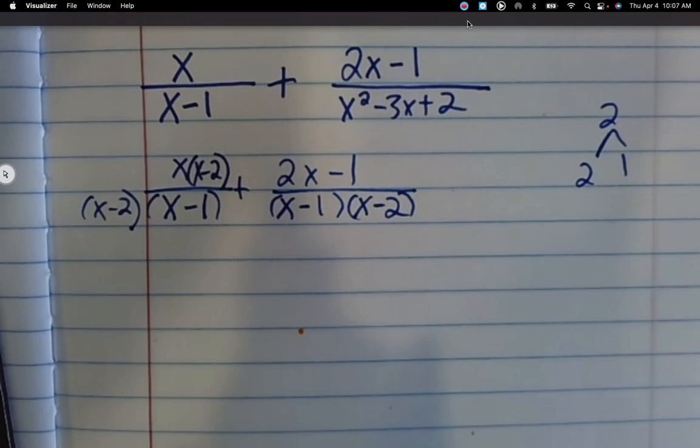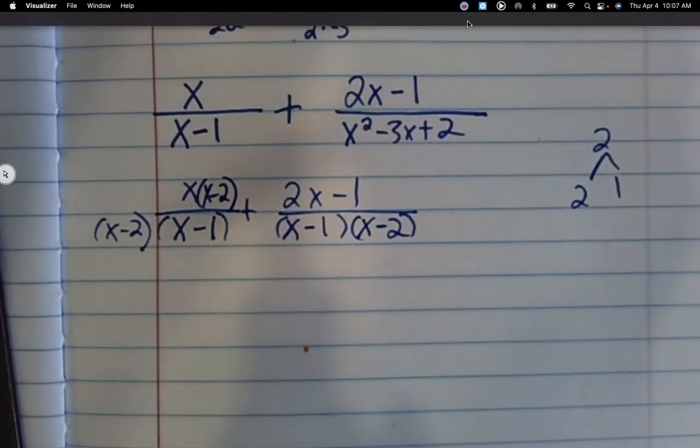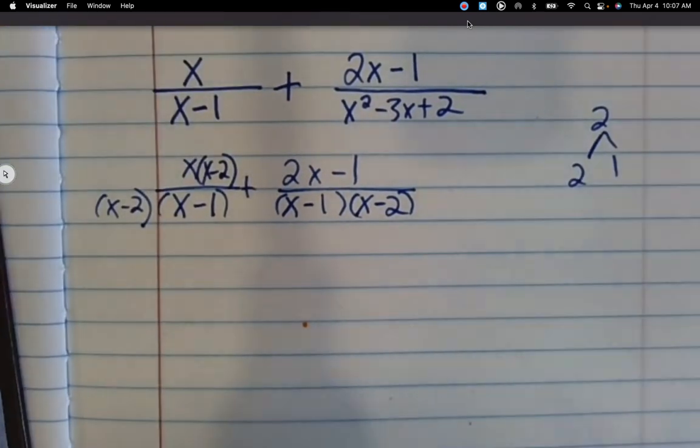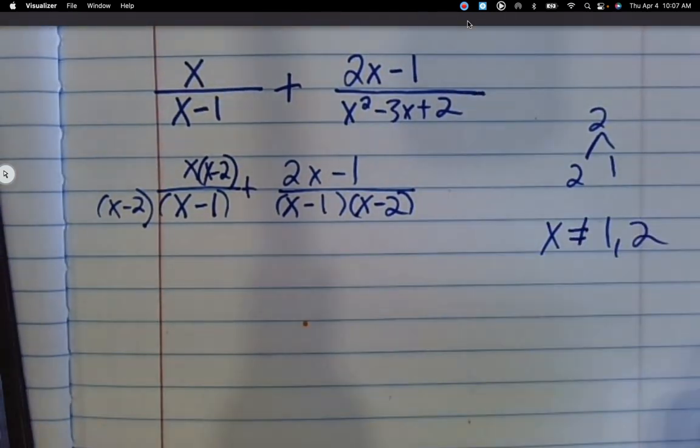I'm going to zoom out just a little bit. Now, my denominators, I don't want to FOIL them out or anything. I want to leave them because later we may cancel some stuff out. Okay? But what are our restrictions while we're right here? They can't be what? 1 and 2. X can't be 1 and X can't be 2. So it does ask. I didn't think it did. But if it does, y'all know how to do that.